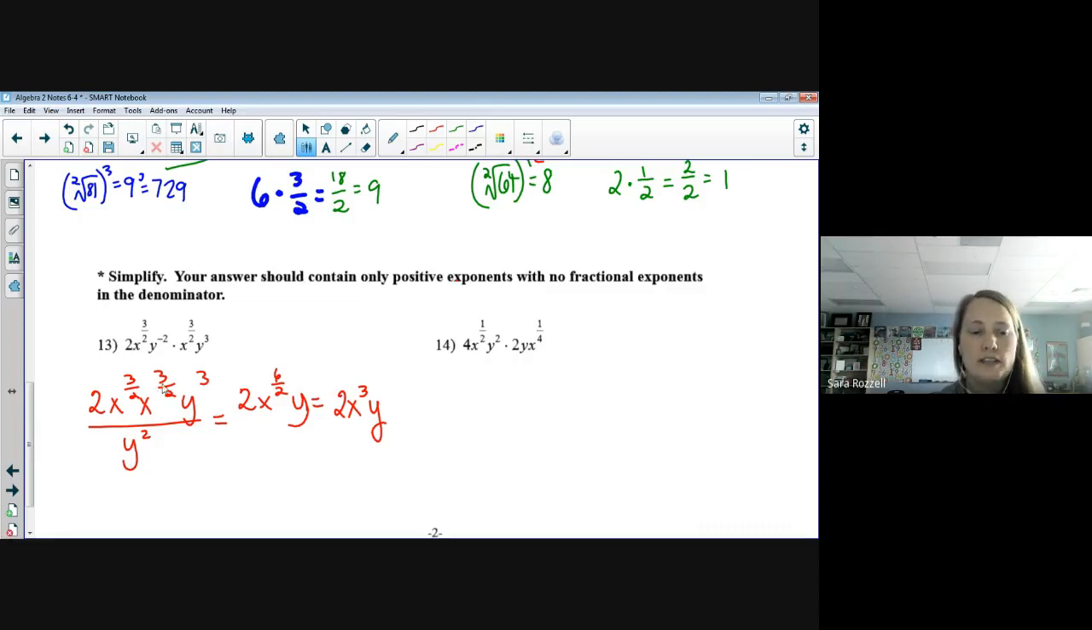Remember, if exponents are on the same level, we add them together. 3/2 and 3/2 makes 6/2. Remember, if fractions aren't your thing, you could just put 3/2 plus 3/2.